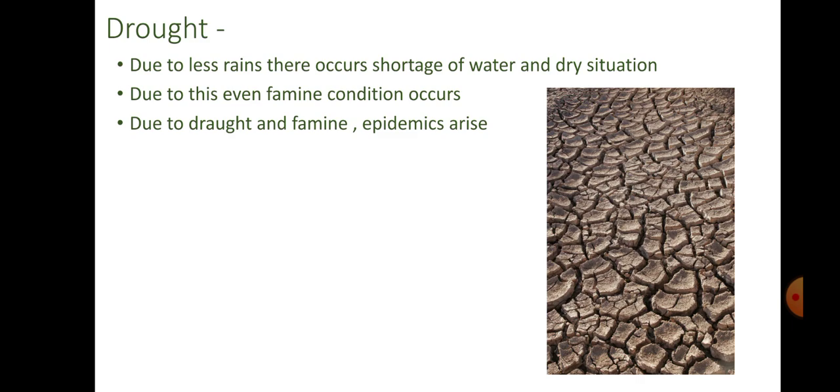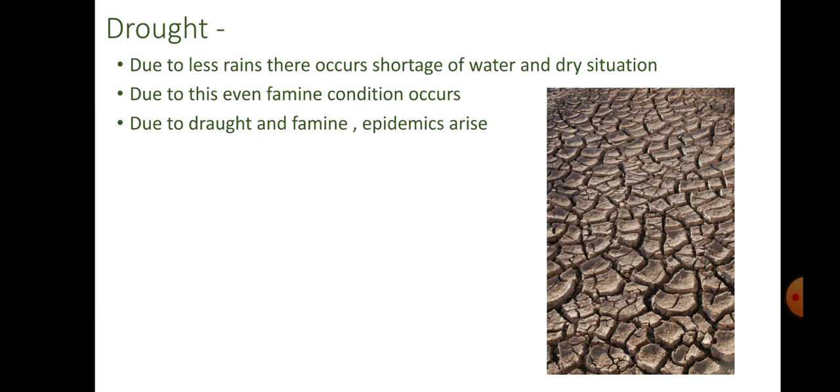The last type of disaster that is caused by nature we'll see is drought. And this occurs due to poor or less rains. And due to poor or less rains, there is shortage of water, and this causes rivers and ponds to dry, and land becomes dry, as such no crops can be grown.